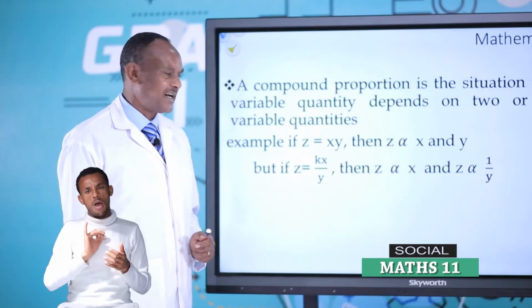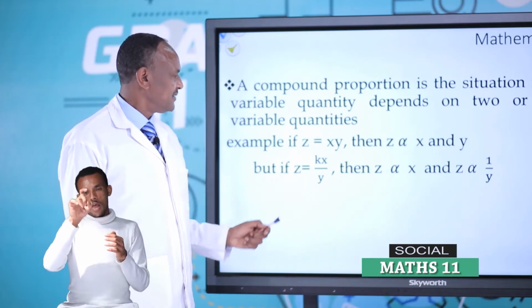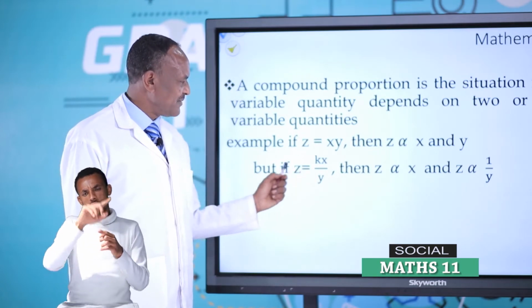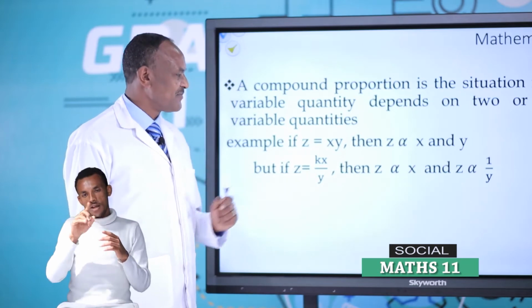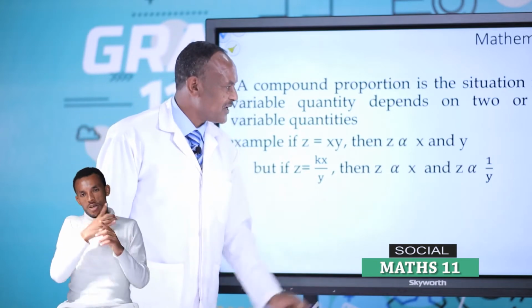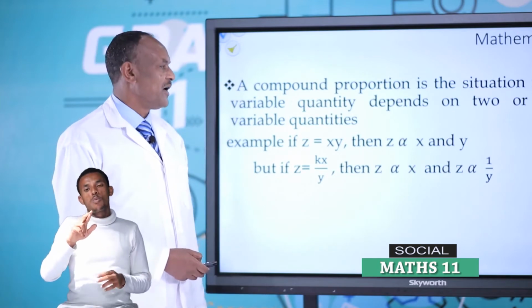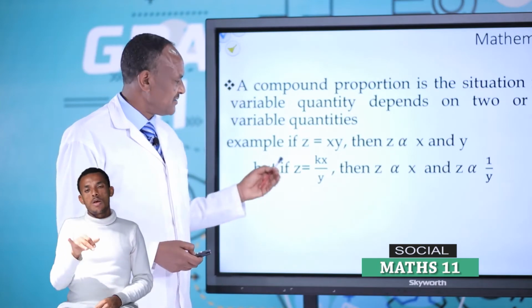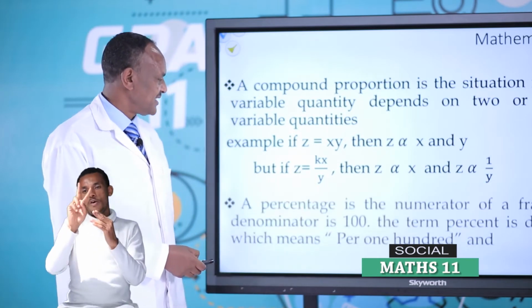If I take another ratio, z is equal to kx over y, z is directly proportional to x, whereas z is inversely proportional to y. So I can write that z is directly proportional to x and z is directly proportional to 1 over y. As y increases, z decreases. When y decreases, the variable z increases.